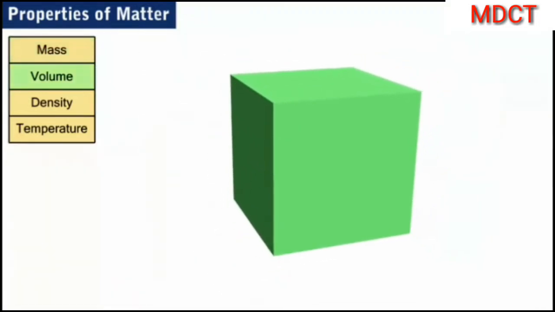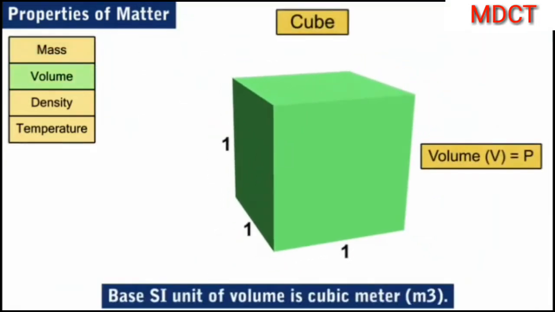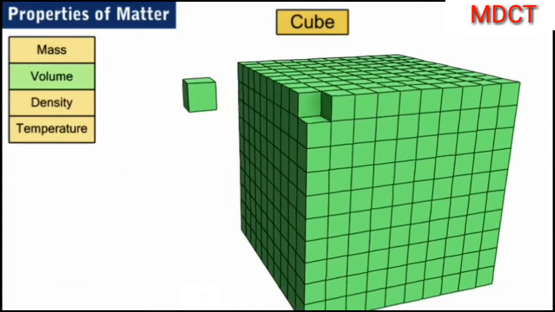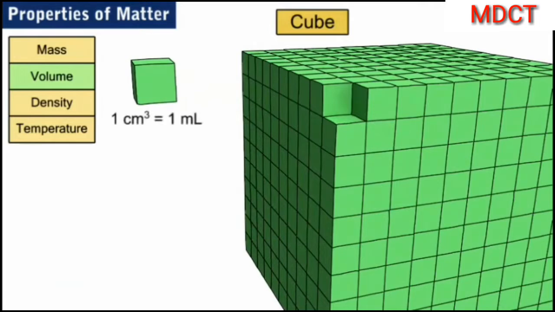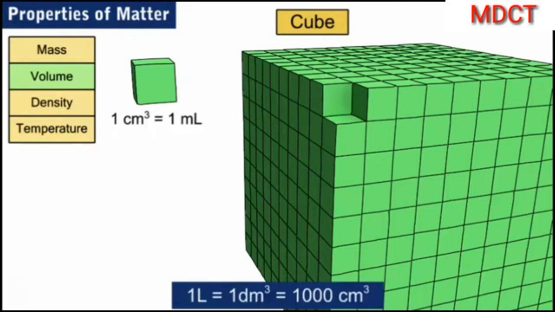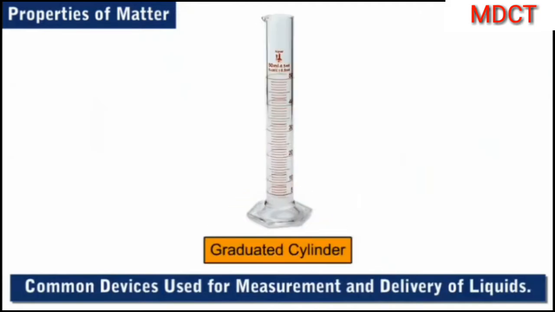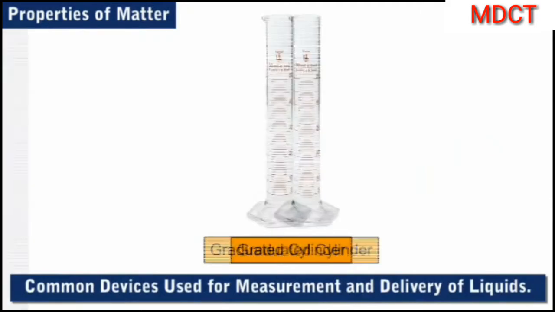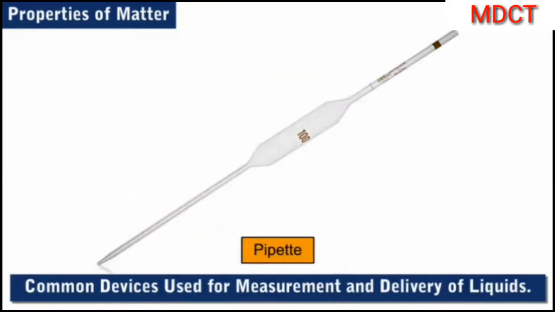Now, let's look at volume. The base SI unit of volume is cubic meter. Smaller units, such as cubic centimeters, are frequently used in chemistry. Another unit of volume that is commonly used is liter. 1 liter equals 1 cubic decimeter or 1000 cubic centimeter. Some of the common devices used to measure volume of liquids are the graduated cylinder, burette, and pipette.